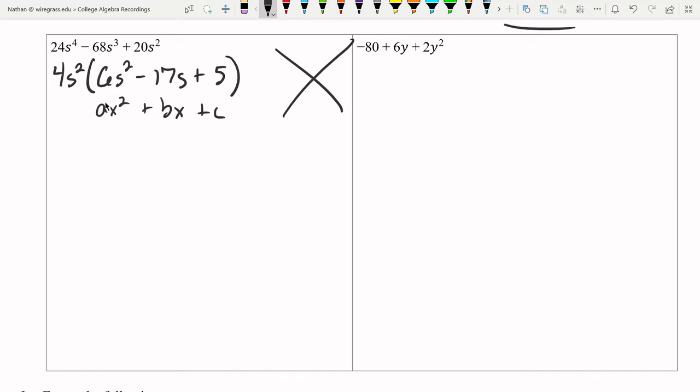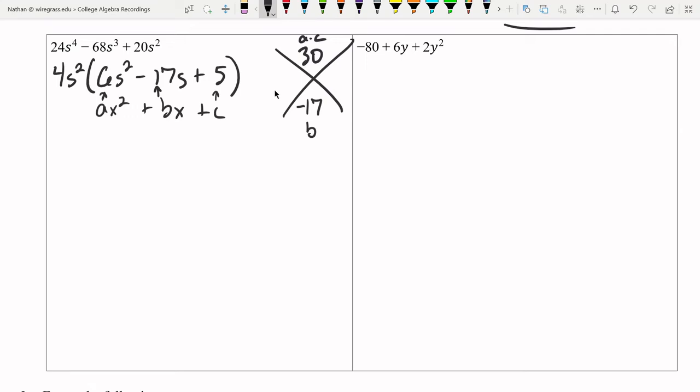A is going to be the number in front of the squared term. The variable doesn't really matter here. It can be x, it can be y. In this case, it's s. It's just a variable. But a, b, and c do matter. They're the numbers in front of the portions. So in front of the squared term, a is 6, b is negative 17, and c is 5. So the AC method is a times c, or AC. 6 times 5 is 30. And on bottom goes b. b is negative 17.